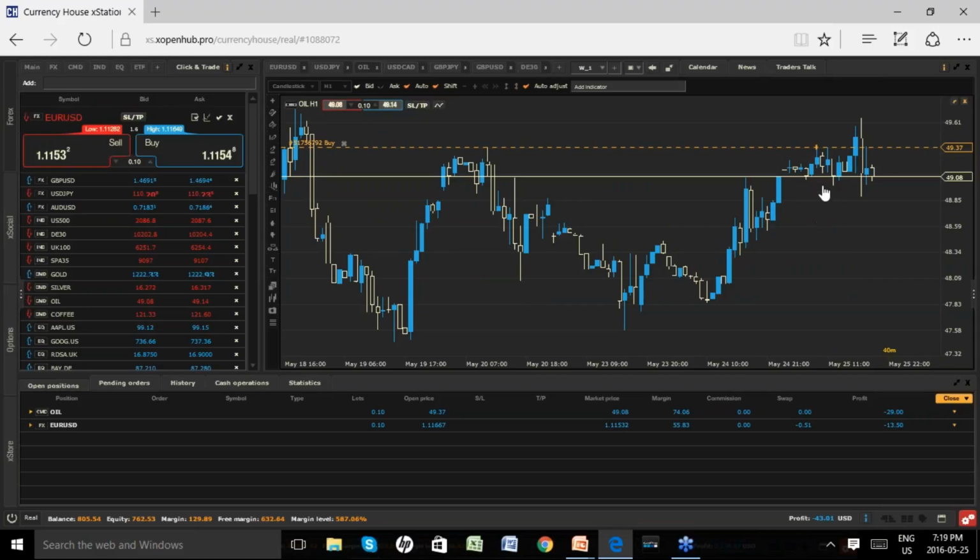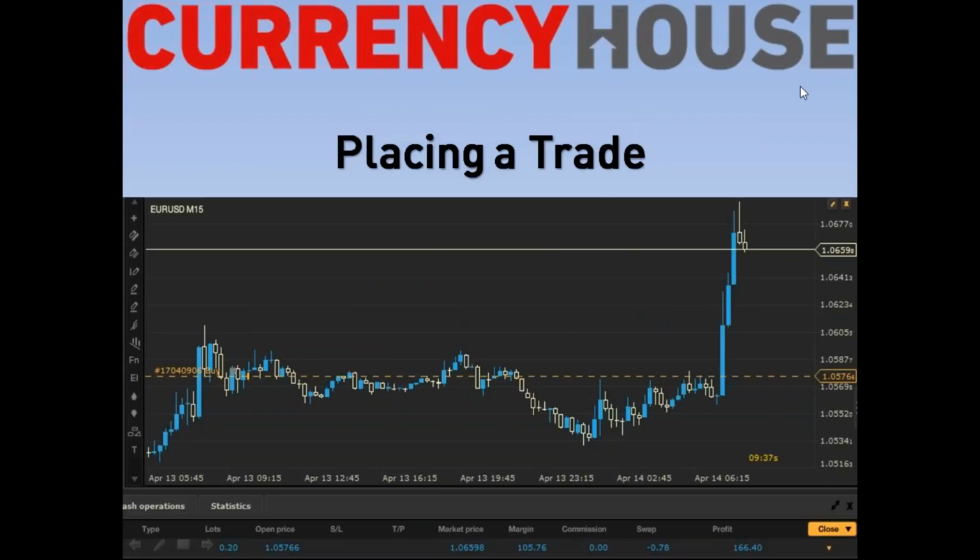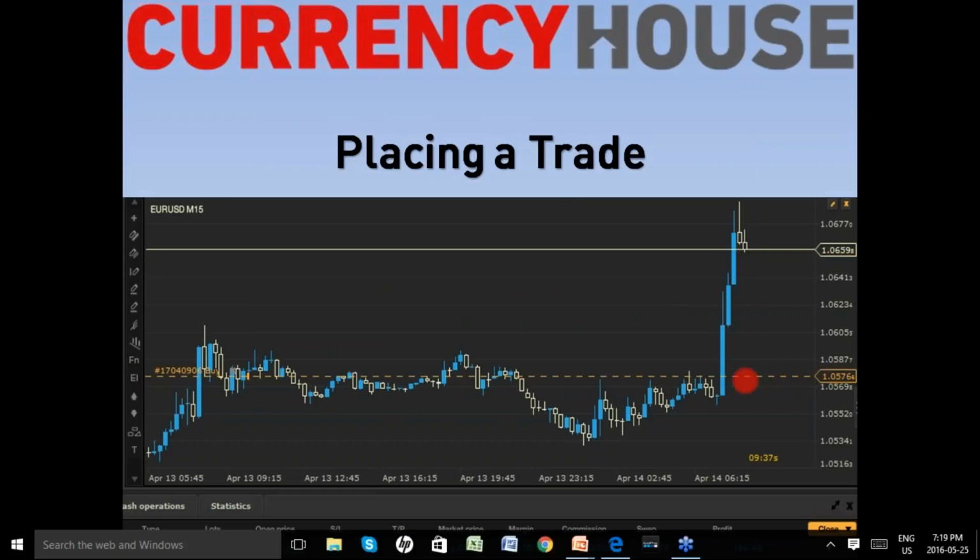Okay, so that is the overall getting started platform. So if we want to place a trade, what do we do? Let's see if we can have another slide here just for that. Okay, so placing a trade. Whenever you guys see this orange dotted line on the platform, that represents a current trade that's been placed, all right?